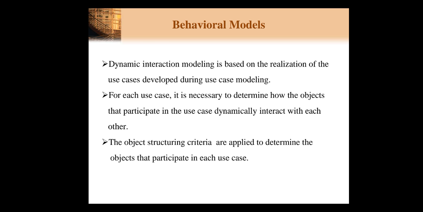So we can show the interaction modeling, that means interaction between the objects, which is based on the realization of our use case diagram. For each use case, it is necessary to determine how the objects that participate in the use case dynamically interact with each other. That means in the use case diagram we have represented different use cases, some with relationships like include and extend. For each use case there is a scenario, so we need to represent how this scenario will be dynamically implemented.